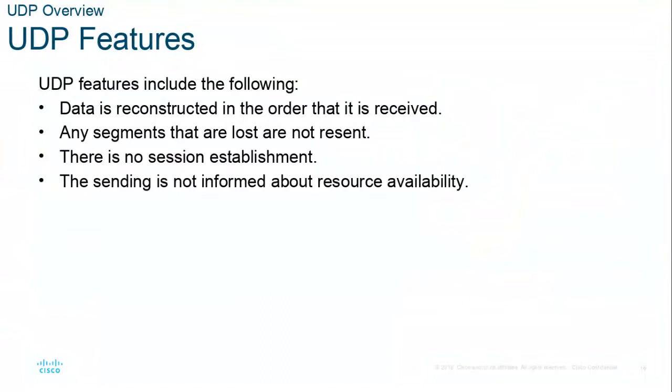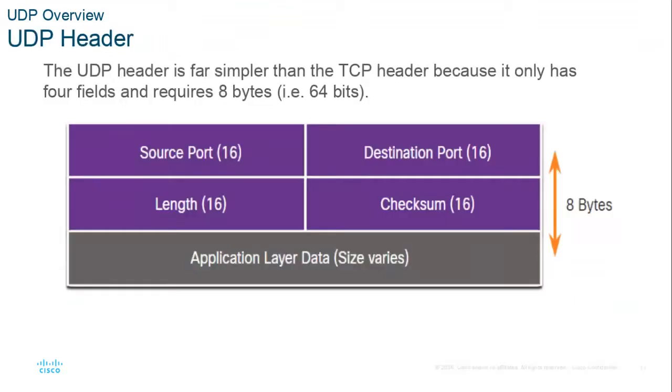Now UDP is no positive acknowledgement, no retransmission. It's fast and quick and doesn't have a lot of overhead. Any segment that is lost is not resent. There is no initial session establishment with the SYN ACK. So the UDP header is much simpler. It merely has the source and destination ports and the application layer data and a little bit of checksum to check for very primitive errors.